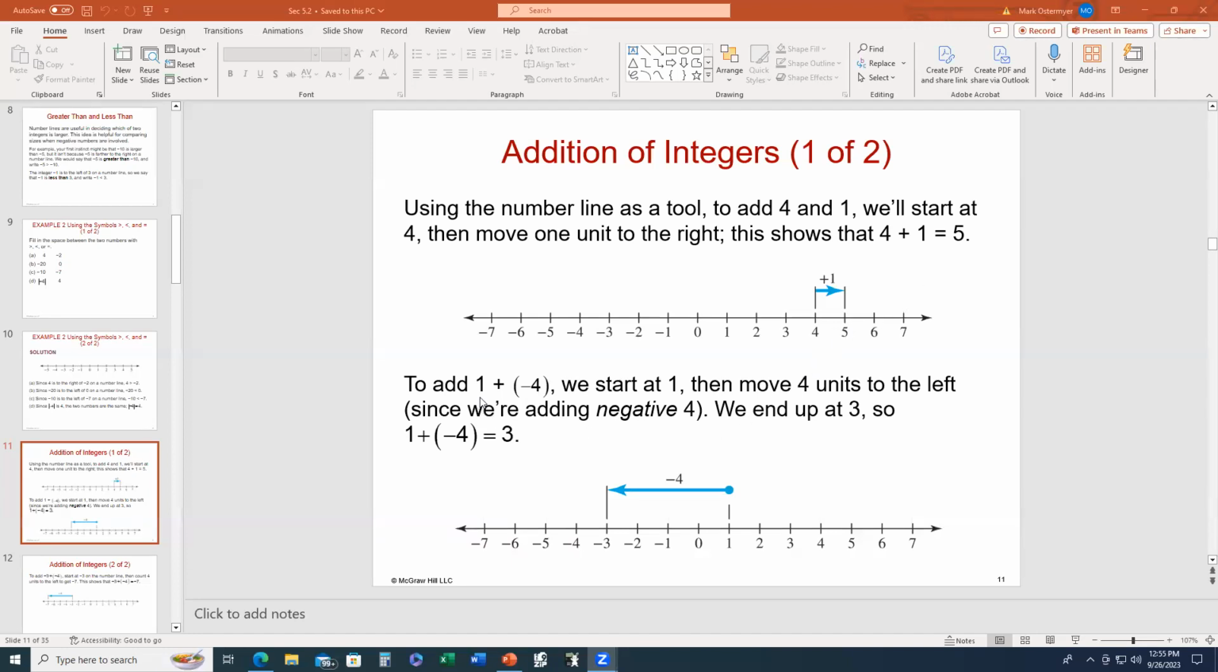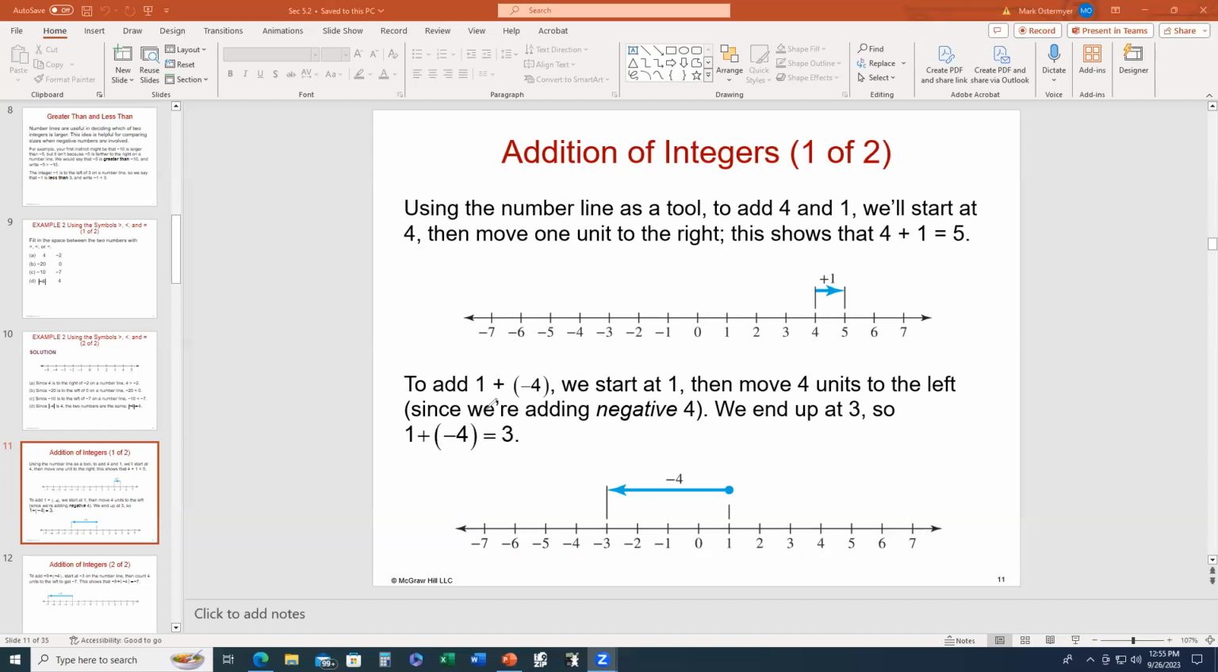How about we add a -4 to a +1? Now, we start at +1 on the number line, and we have to add a -4 to a +1, which means, ladies and gentlemen, we're not going to go in the positive direction 4 units. We're going to go in what direction? Negative direction from +1. So -1, -2, -3, -4. And where do we land? At what integer? -3.